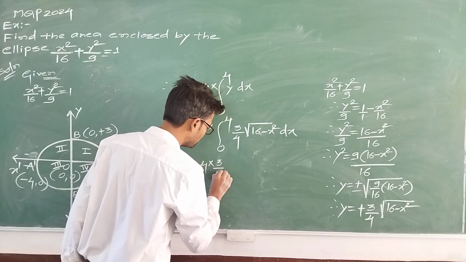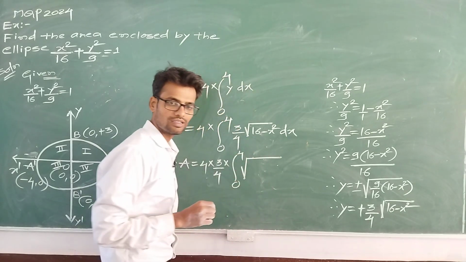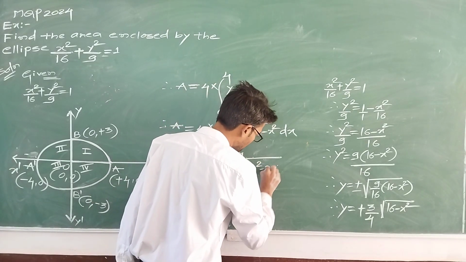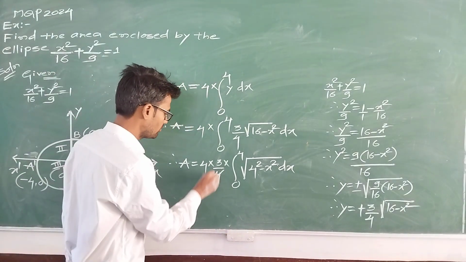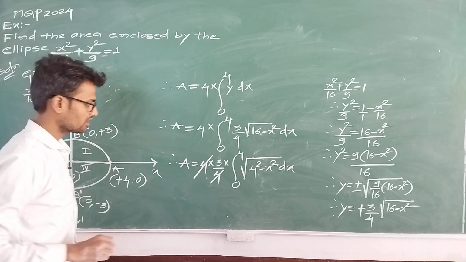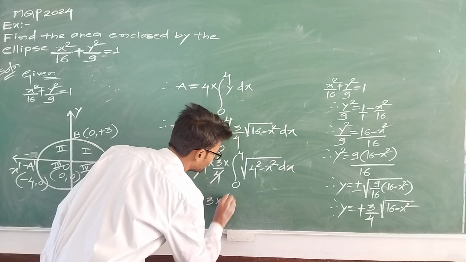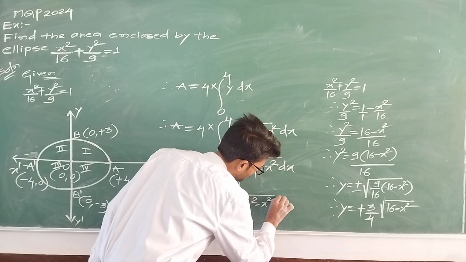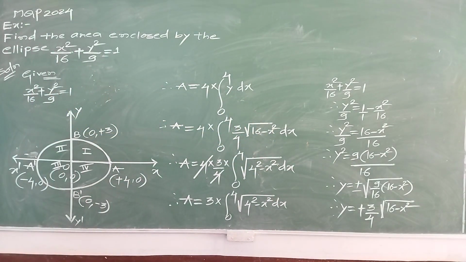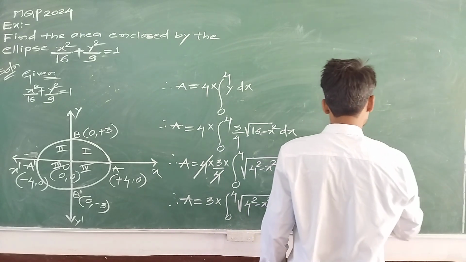outside the integral sign, 3 by 4. Next you write the integration from 0 to 4 of the square root of 16. 16 is a perfect square, so you write 4 squared minus x squared into dx. The 4 gets cancelled. So therefore, A is equal to 3 into the integration from 0 to 4 of the square root of 4 squared minus x squared into dx. For this, you have to apply the formula for the integration of the square root of a squared minus x squared with respect to x. That formula you have to apply.